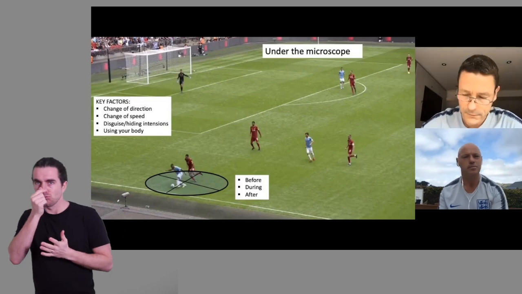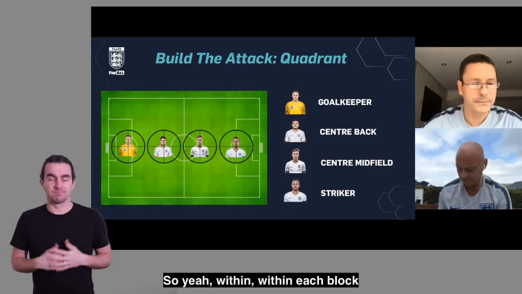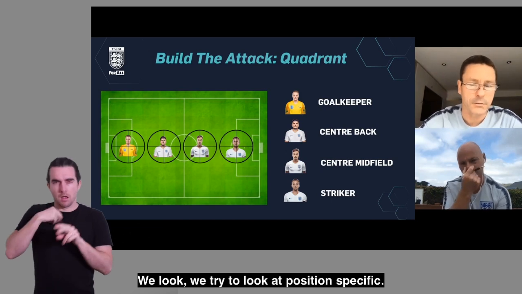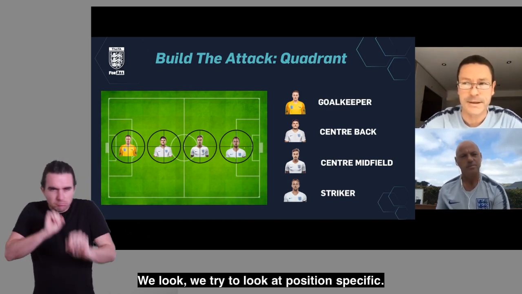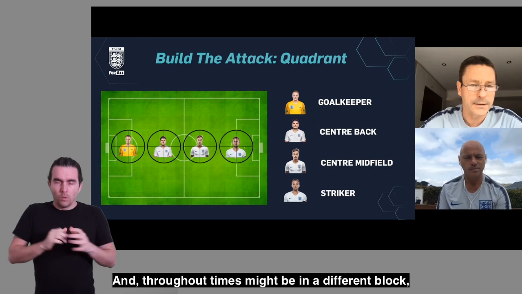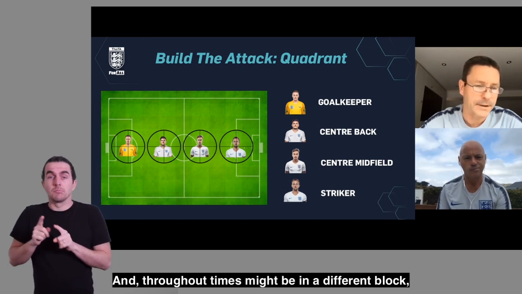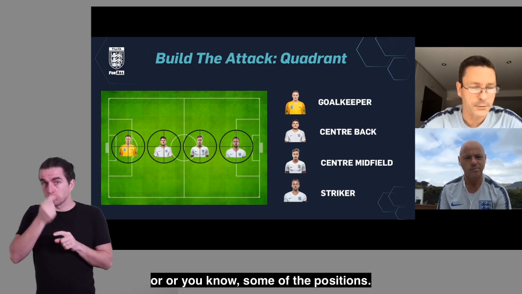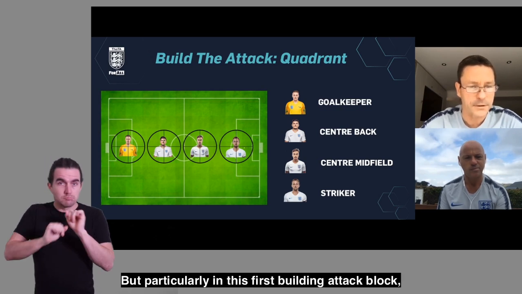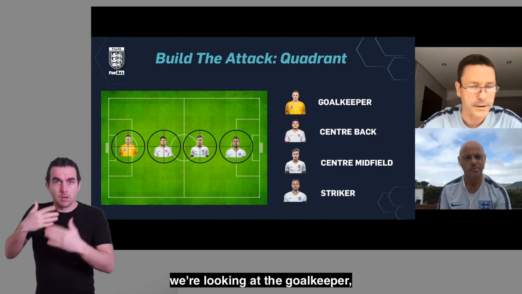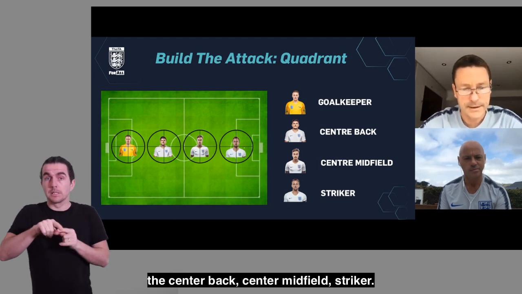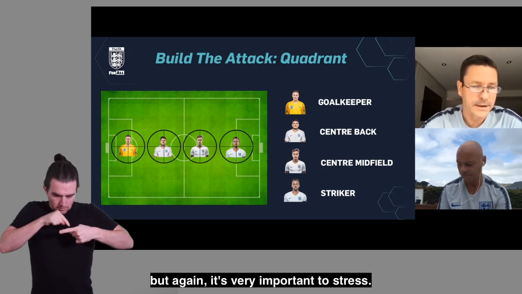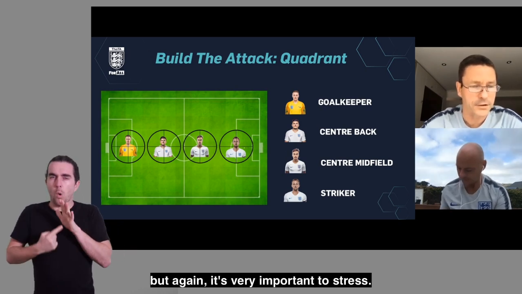Yeah. Good. So within each block that we go through, we try to look at position specific, and throughout times might be in a different block. We might look at the wider players or some other positions, but particularly in this first build the attack block, we're looking at the goalkeeper, the centre back, centre midfield player, striker, and again the quadrant can be used for these. But again, it's very important to stress.